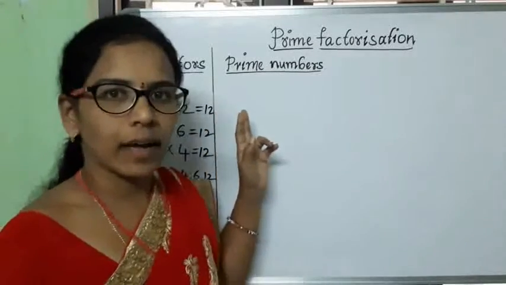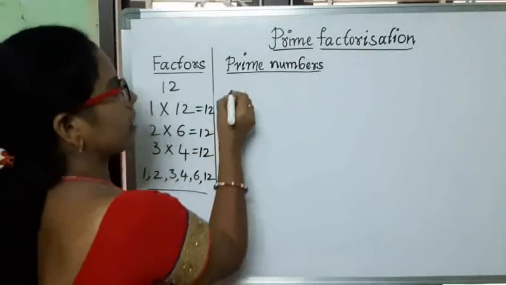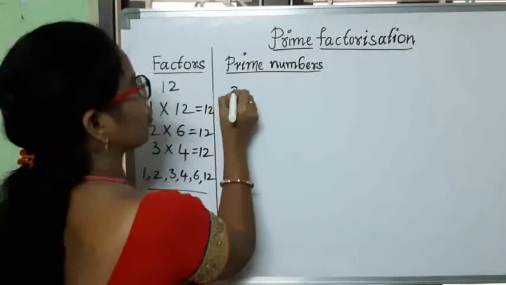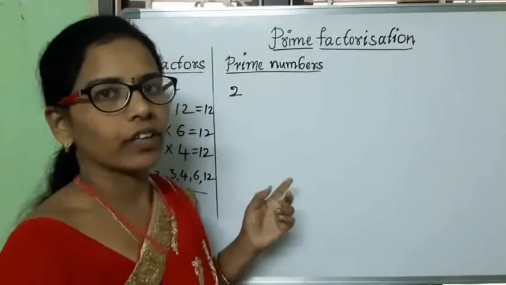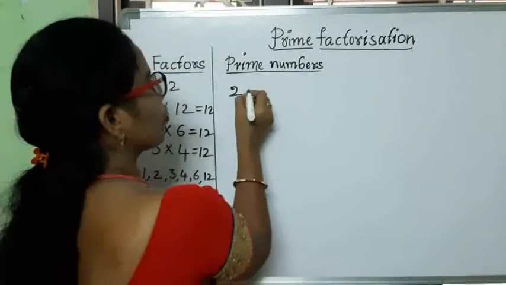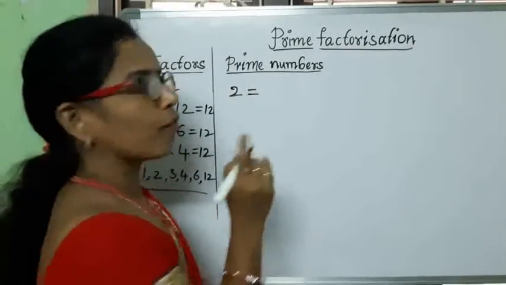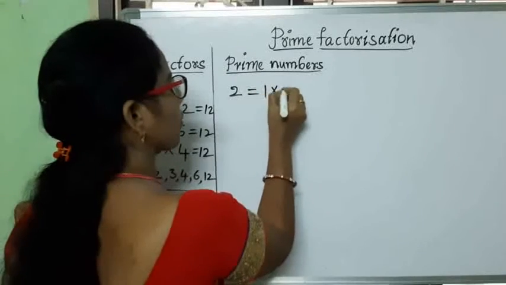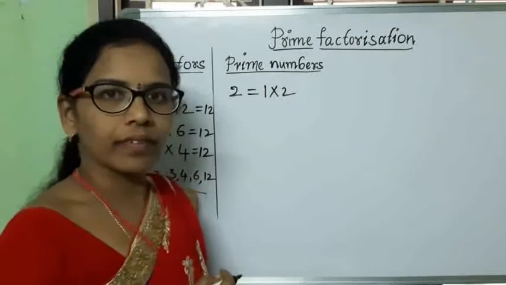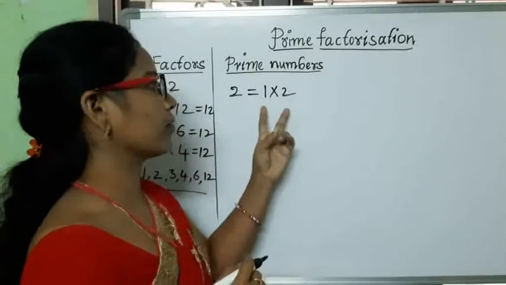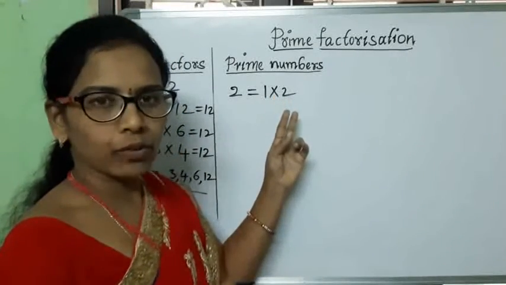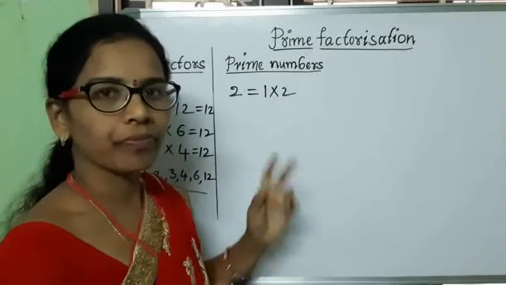And let's see about prime numbers. Let's start with the number 2. We are going to check whether it is prime or not. Here 2 can be written as the product of 1 and 2. This is the only way to represent 2 as the product of two numbers, 1 multiplied by 2.